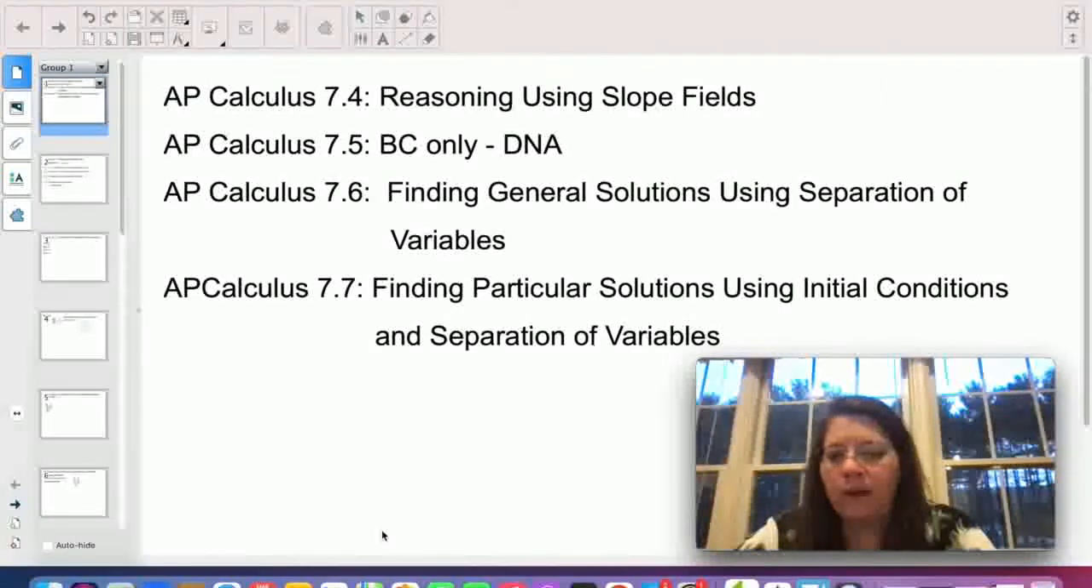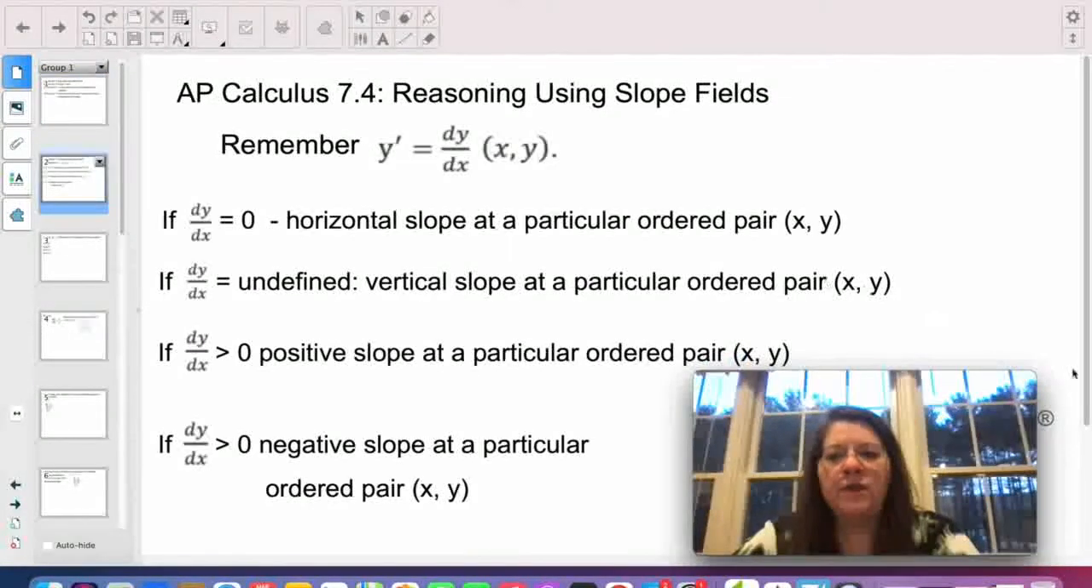There are always several questions on these particular types of problems. So I want to make sure that we cover the basics here, and then we will do a lot of practice with this in and out of class. For section 7.4, that title is Reasoning Using Slope Fields. And basically what we are learning here is, what does a slope field represent?